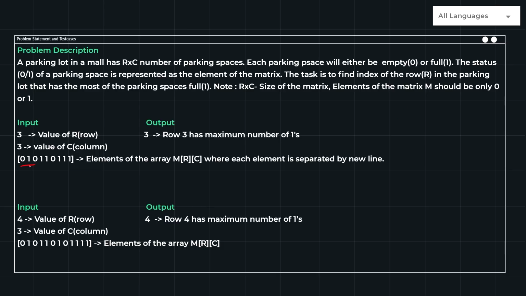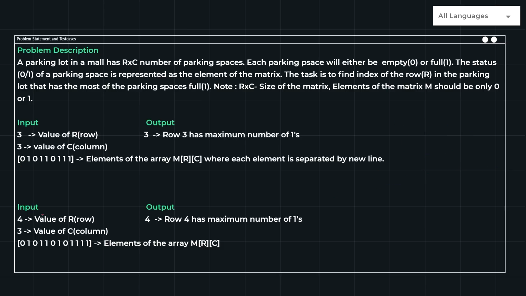So the first row is 0 1 0. That means there is no car, there is one car, there is no car. Then 1 1 0: there is a car, there is a car, there is no car. And 1 1 1: there is a car, there is a car, there is a car. So in which row are there maximum cars? That is this one, so the third row will be the output.